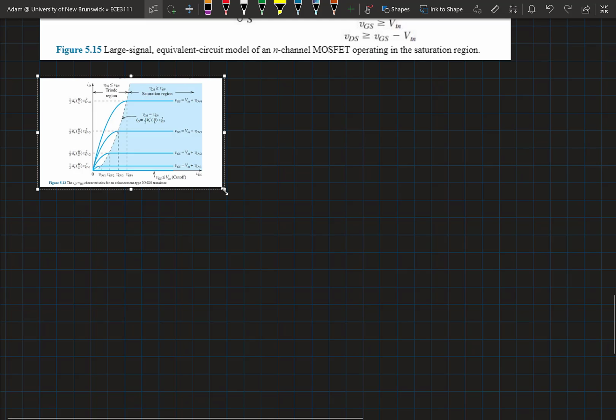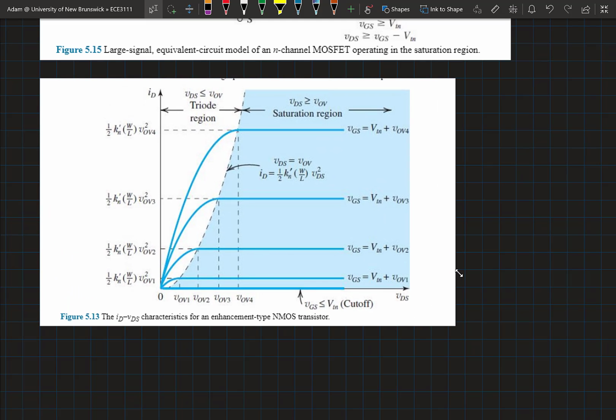Okay, so if we look at figure 5.13, this describes the entire output characteristic of our MOSFET and shows all of our regions and modes of operation. We see our cutoff mode where the gate to source voltage is below the threshold voltage, right? So we have no current flowing. We see the triode region shown here, where the drain to source voltage is below the overdrive voltage, and we operate in this triode region.